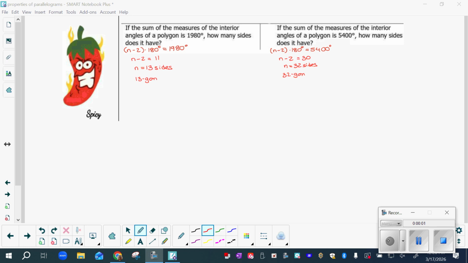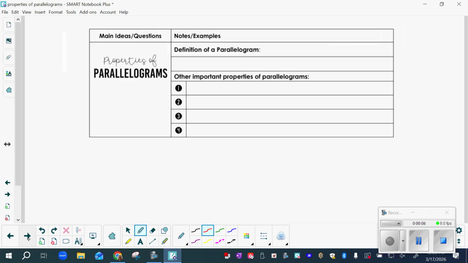So kind as to welcome us. Shout it loud. Welcome to geometry. Woo! Here we go. We are turning our paper over, and we're talking about parallelograms.